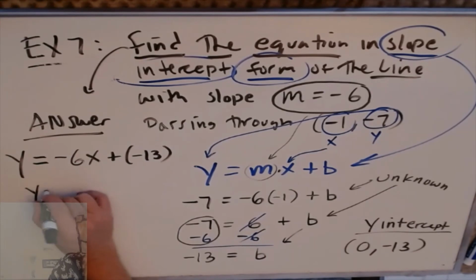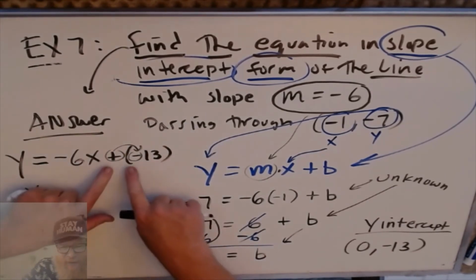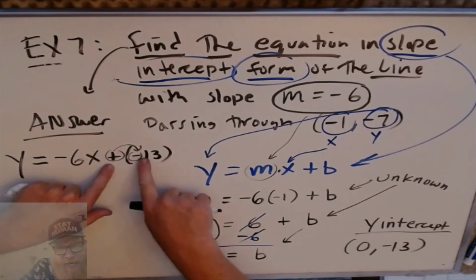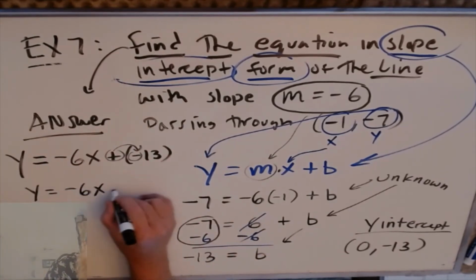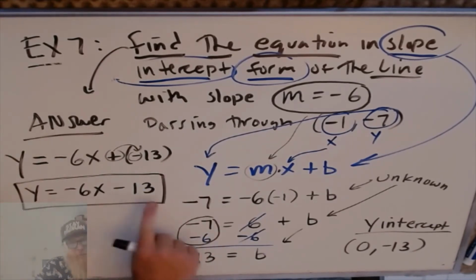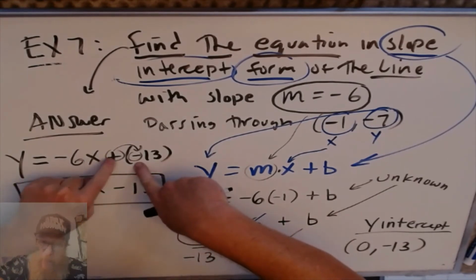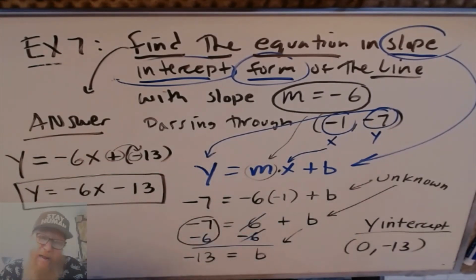I like to get rid of the parentheses by multiplying. This is a positive times a negative. So that's just going to be a negative 13. This is the more traditional way of answering it. However, if you left it as plus a negative, it's still correct. It just looks funny. It's awkward, but still correct.